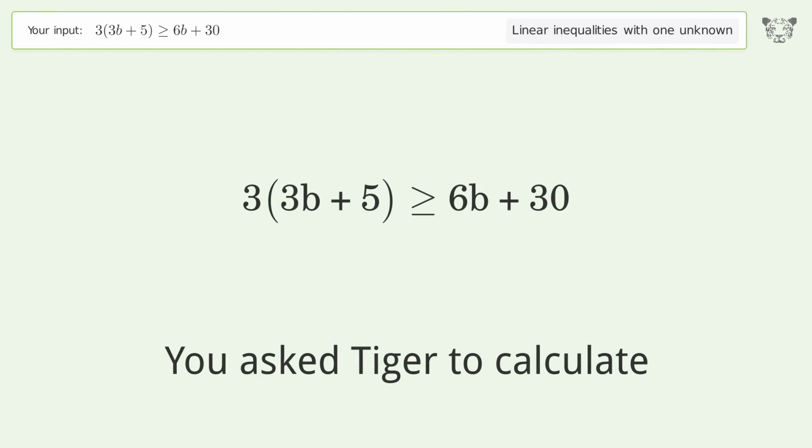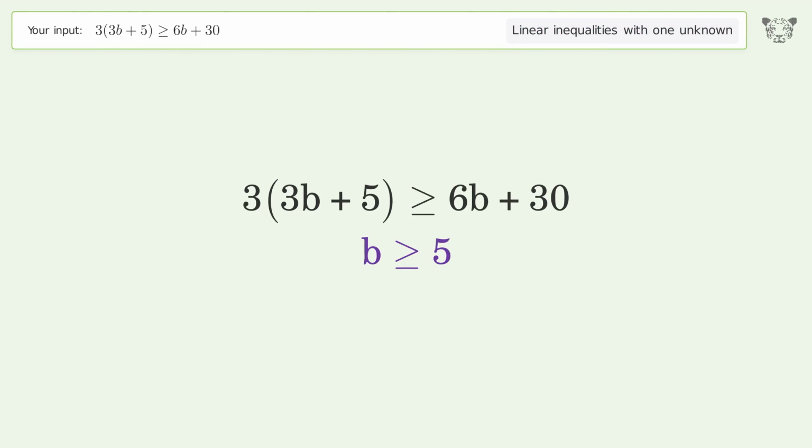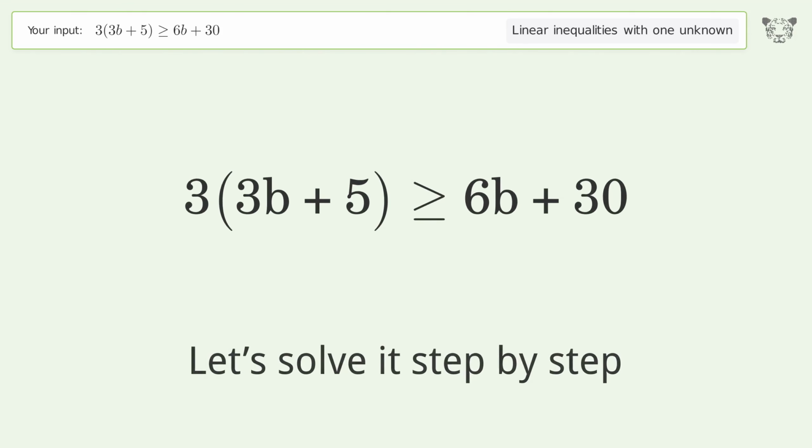You ask Tiger to calculate. This deals with linear inequalities with one unknown. The final result is b equal or greater than 5. Let's solve it step by step.